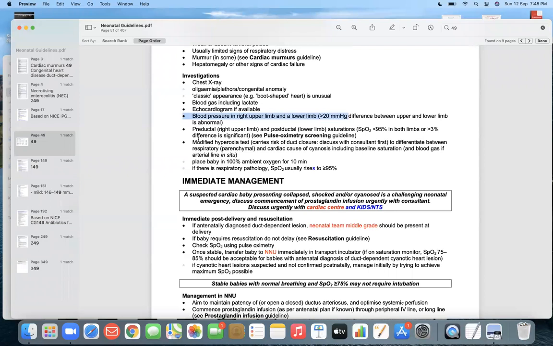Okay, difference. Preductal right upper limb, postductal lower limb saturations, SpO2 less than 95% in both lower limbs or more than 3% difference is significant. Okay. So suppose it is 95 in preductal and 91 in postductal, it is significant, right? So here it is 3% given.